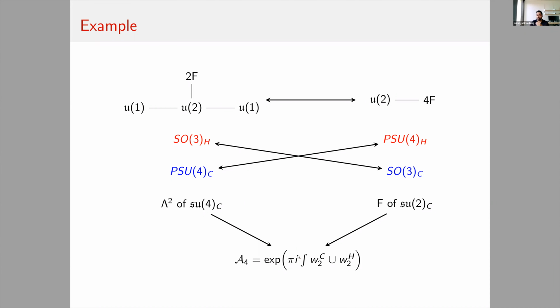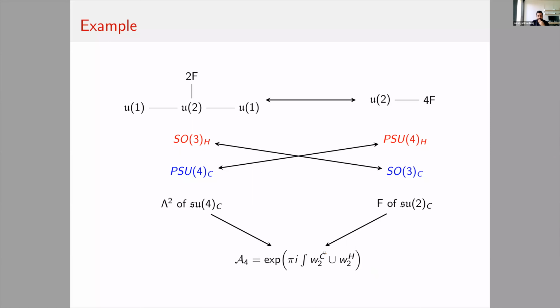So an easy way to see that they will match is as follows. You know that lambda 2 is order 2, because if I take the tensor product of lambda 2 with itself, I generate representations which have zero charge under the center of SU4. Similarly, the fundamental is of order 2. If I square it, I only generate representations which have zero charge under the center of SU2. So both of them are order 2 anomalies, and the only order 2 expression that you can write down using a Z4 and a Z2 valued class is this one.